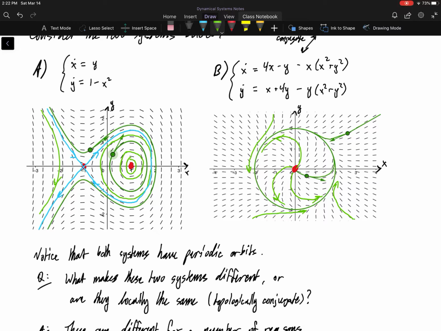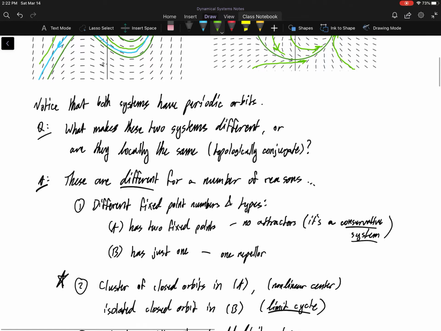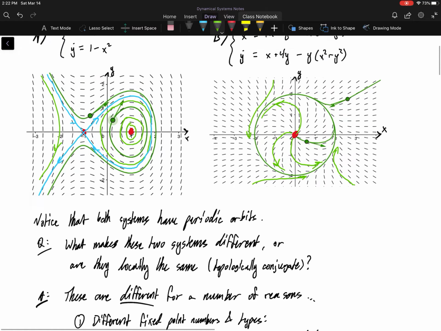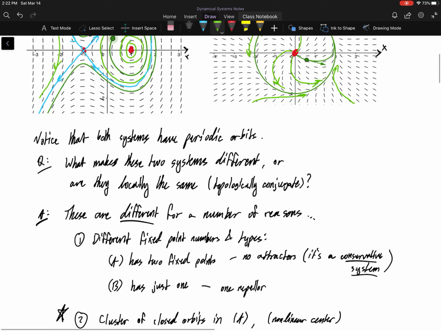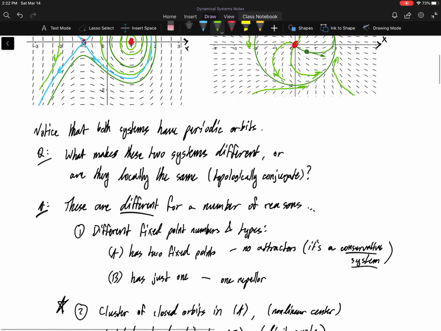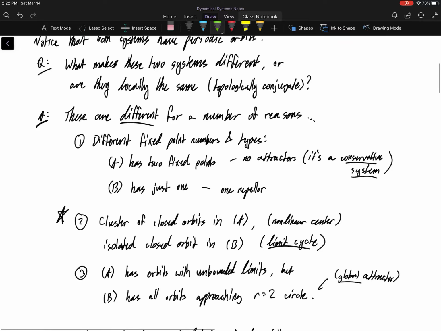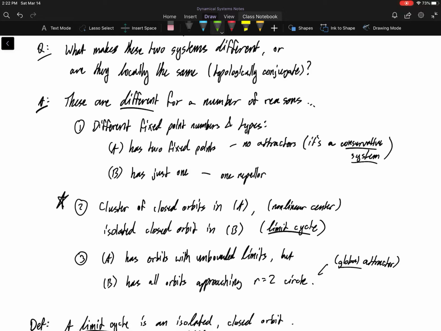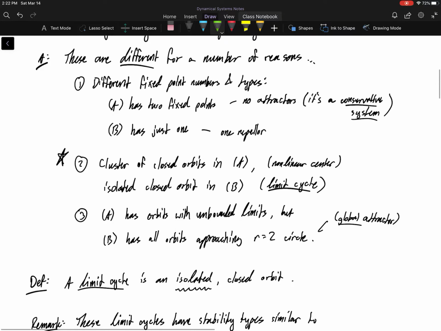that is isolated. And if I ask the question, what makes these guys different? They are different for a number of reasons. First, they have a different number of fixed points. Sure, no problem, we can see that. So if these systems are going to be conjugate, they need to have the same topological features. So they need to have the same critical points in their vector fields, or the same zeros, I should say, which means, okay, we have a different number of fixed points, the types are different, right? Two, we're talking about this cluster of closed orbits, the family of closed orbits in A, as opposed to an isolated closed orbit in the B system.